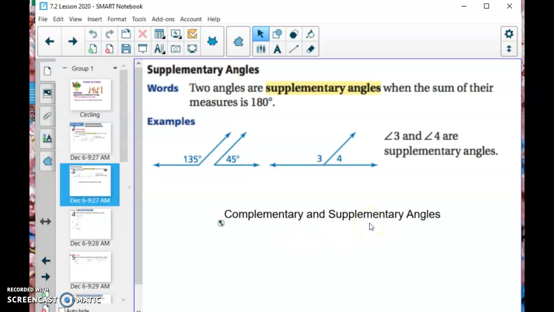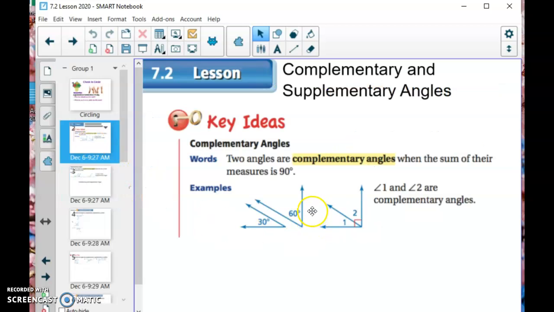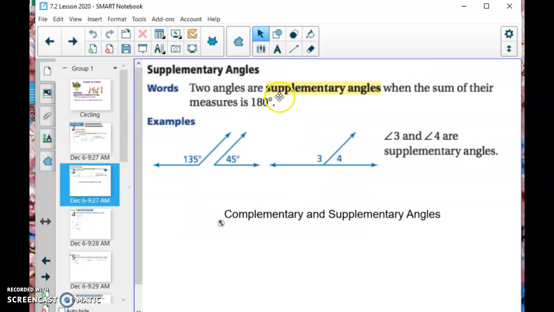Now, I showed a video in class that gave you some different methods for how you can remember complementary and supplementary angles and what their angle measures sum to, since they sound so much alike. And the one that I liked in the video was C comes before S in the alphabet. So that means C has to be 90 because 90 comes before 180, just as C comes before S.